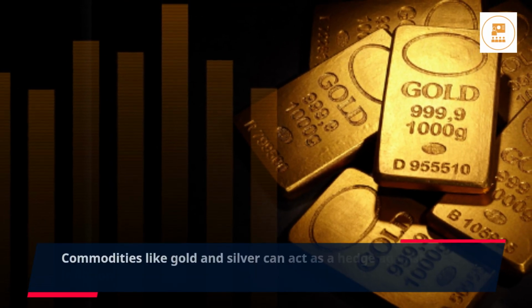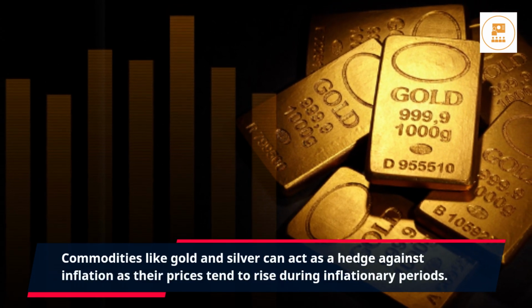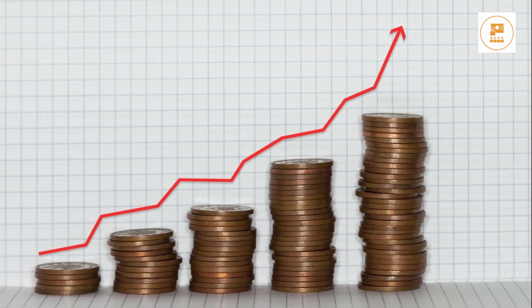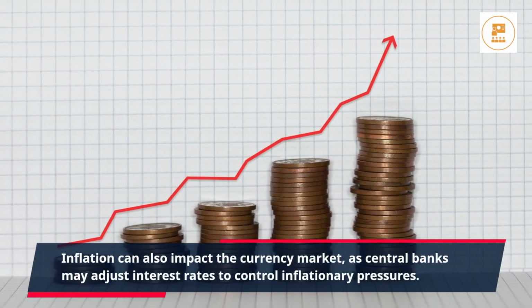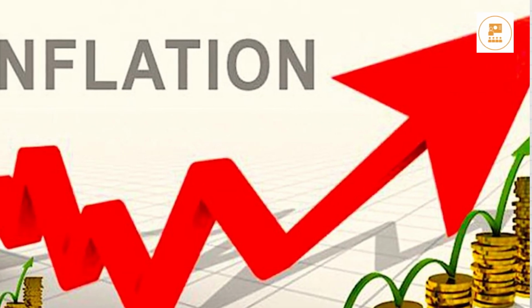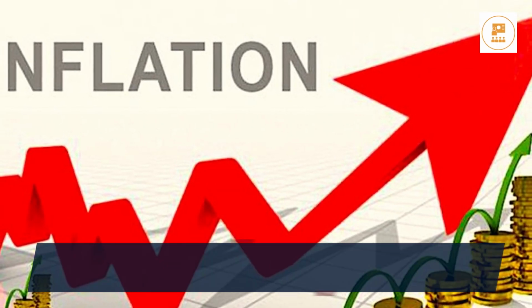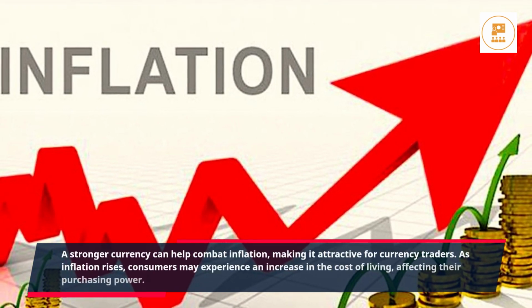Commodities like gold and silver can act as a hedge against inflation as their prices tend to rise during inflationary periods. Inflation can also impact the currency market, as central banks may adjust interest rates to control inflationary pressures. A stronger currency can help combat inflation, making it attractive for currency traders.